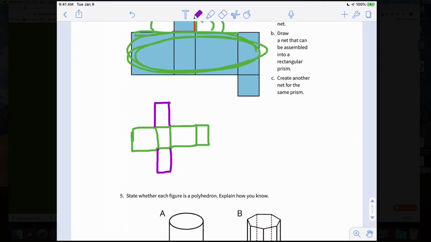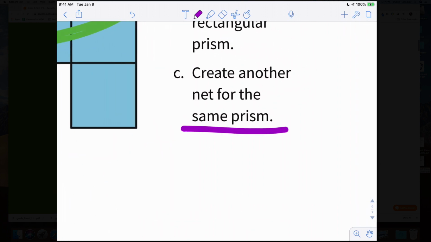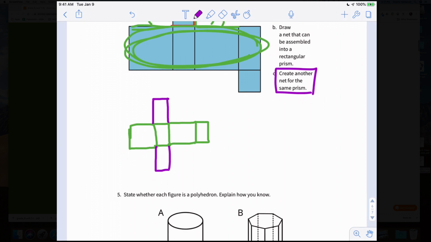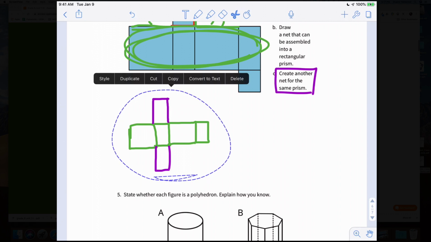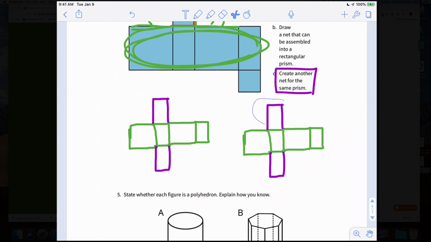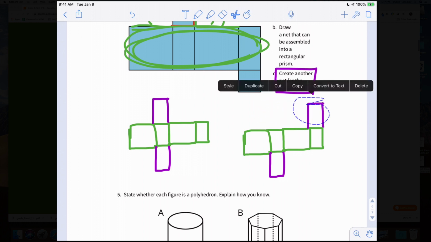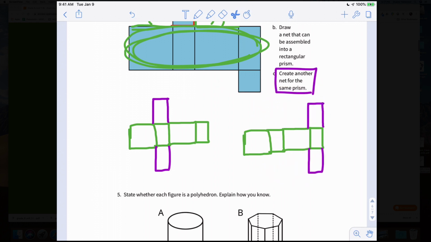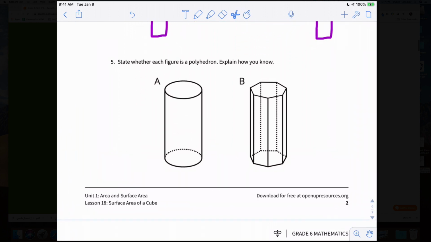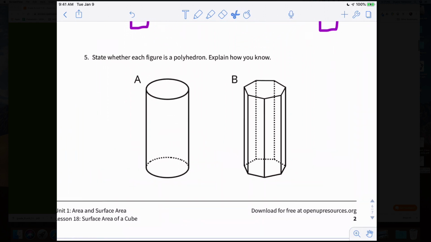Then create another net for the same prism. Oh my goodness. Well, it looks like we could probably copy this and paste it right here. But then to change it, all we have to do is take this guy and move it right here, and take this guy and move it right here, and it still works. Look at that. That's kind of cheating, huh? I love it.